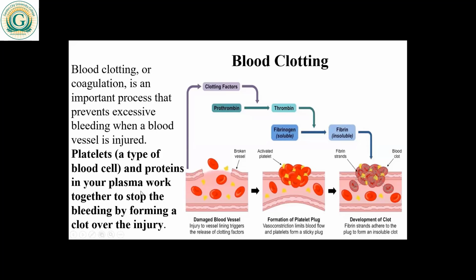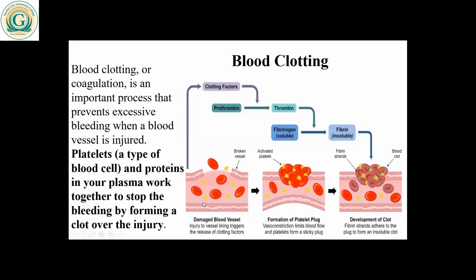Now, first of all, whenever there's a cut or damage to a blood vessel, for example, an artery, a big artery, or not to even use an artery, a very small, tiny capillary, there's a cut, blood is coming out, let's say at the tip of your finger. The injury to the vessel triggers the release of clotting factors. And these clotting factors, as I said, are found in the plasma.